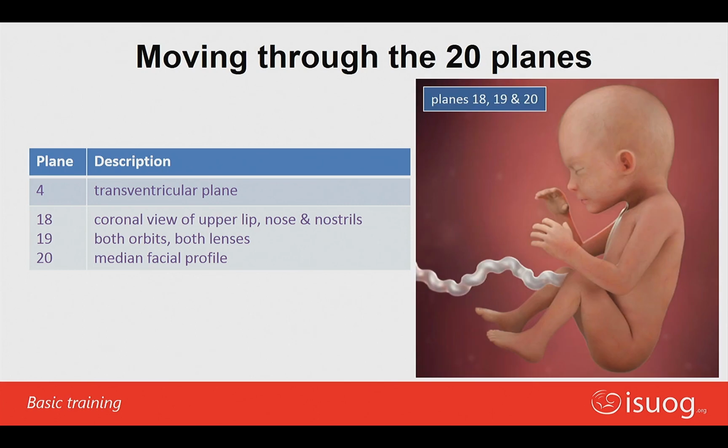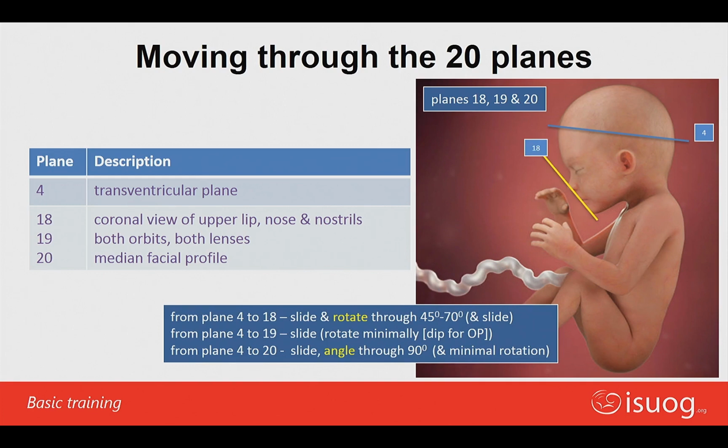What we're going to do is start with plane 4, which, if you remember, was the ventricular plane up in the head. And to get to the upper lip and the nose and the nostrils, what you would need to do is slide down to about the orbits and then rotate through 45 to 70 degrees.